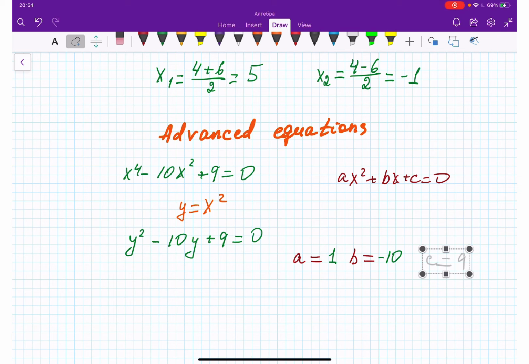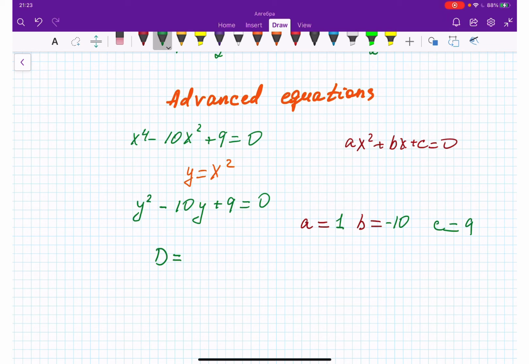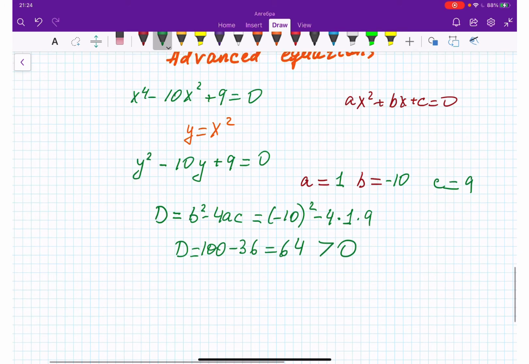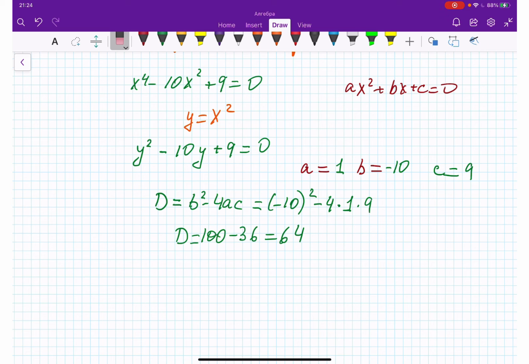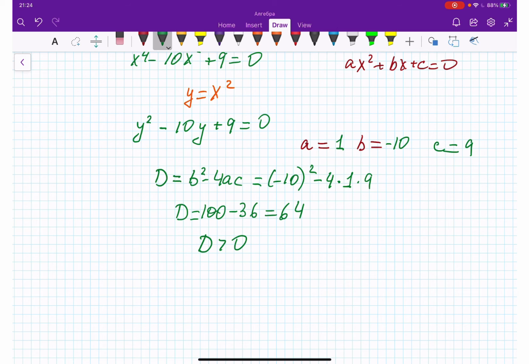All right, so let's find the discriminant, so we can figure out how many solutions this quadratic equation has. The discriminant is b squared minus 4ac, and we have negative 10 squared minus 4 times 1 times 9. So the discriminant is equal to 100 minus 36, which is equal to 64, which is greater than 0. Okay, let me rewrite separately: discriminant greater than 0, which means we are going to have two solutions, right?